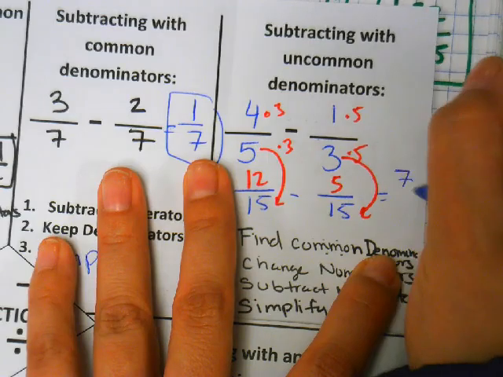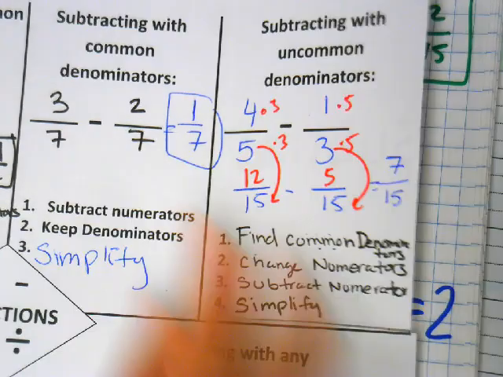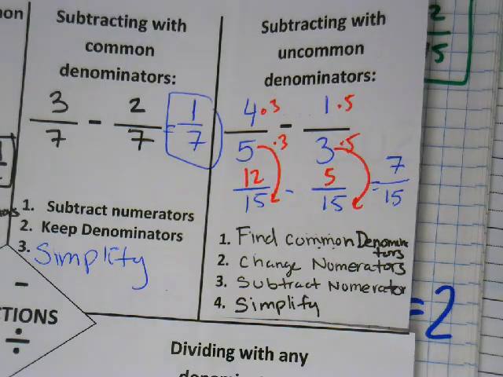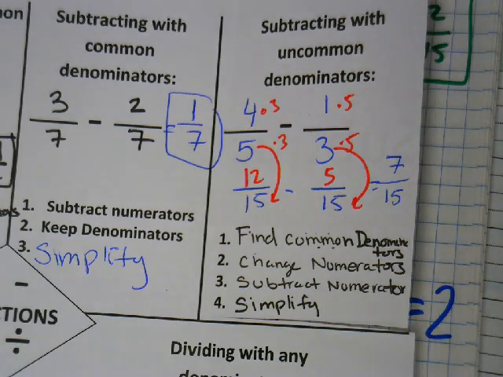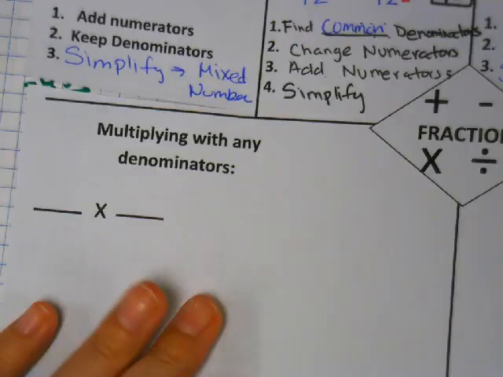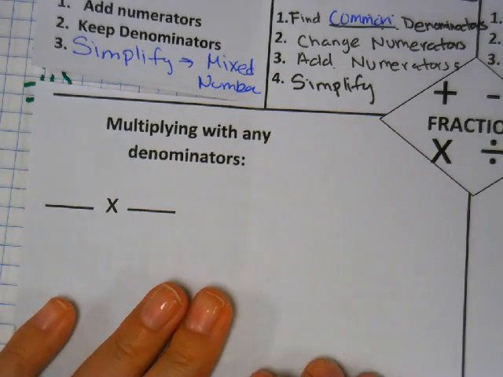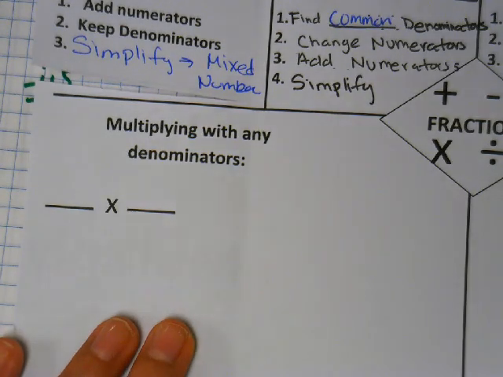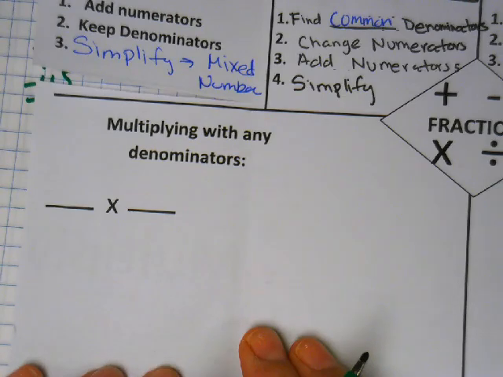7 over 15. No, that's wrong. Oh, I added. See? Yep, it happens, right? It happened to me. I still remember. Last year my Spanish was multiplying with any denominator. Okay, multiplying with any denominators.